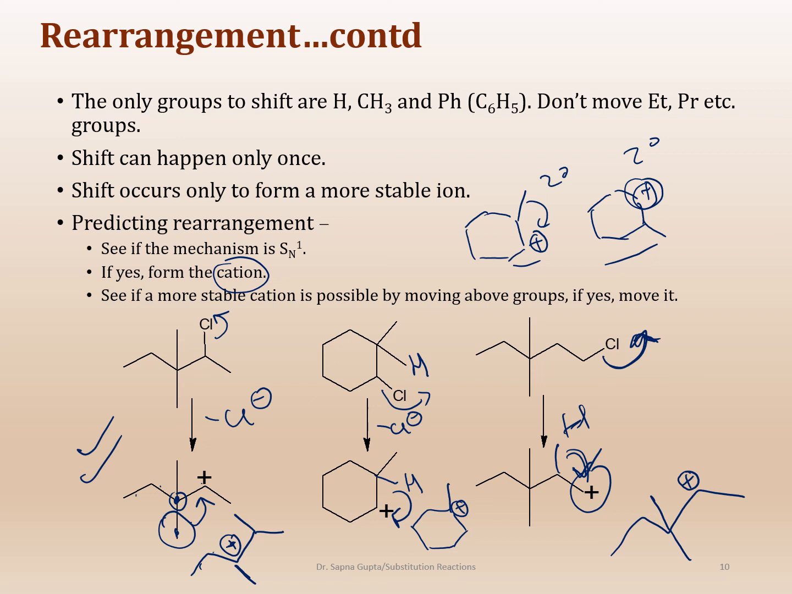Please remember, you cannot move anymore. Just one time is enough. I'm sure you're thinking, if I move once more, I can get a tertiary carbocation, but you can't move on anymore. Just one time is enough. That is how you would decide whether any rearrangement is going to occur or not for any intermediate.